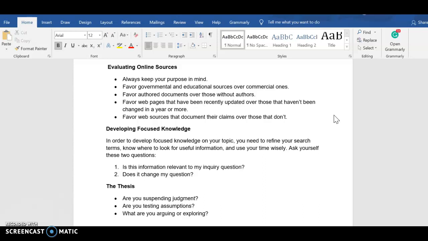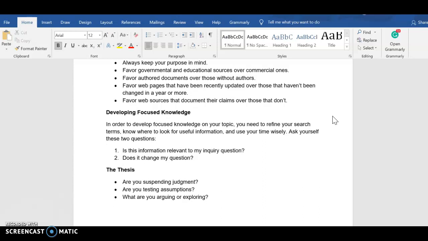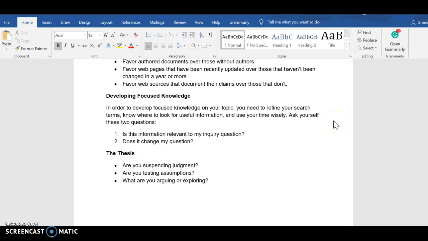Then, of course, always keep the thesis in mind when you're doing your research. Are you suspending judgment? Are you testing assumptions? And then what are you doing? Are you looking to argue or to explore? It's the 2 ways in which we build our research. So here's just a little way in which we go about it and why the research assignment is important.